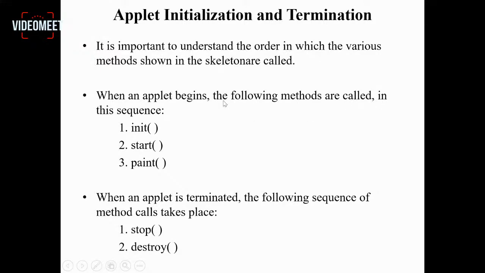When an applet begins, what does that mean? When you run your applet program, automatically in this sequence these three methods are called. First the init method is called, then the start method, and then the paint method. And when the applet is terminated, when you click on the close icon on the top right corner, the stop method will be called first automatically, and the destroy method will be called later. But the stop method can also be called when you minimize the window. Even the init method and start method can also be called when you maximize.